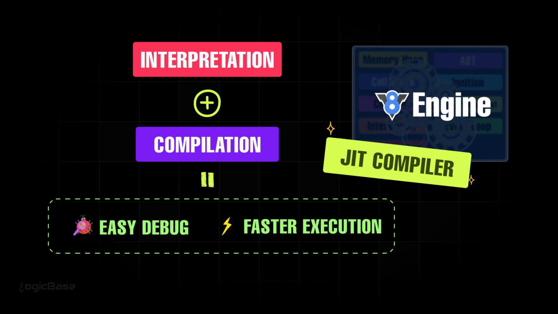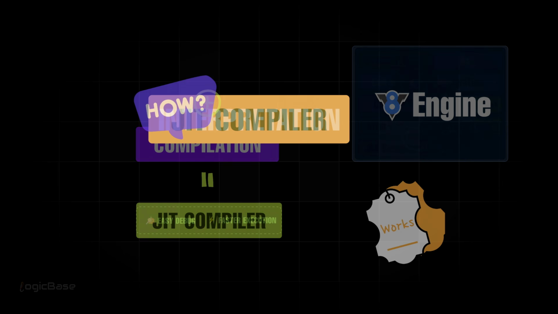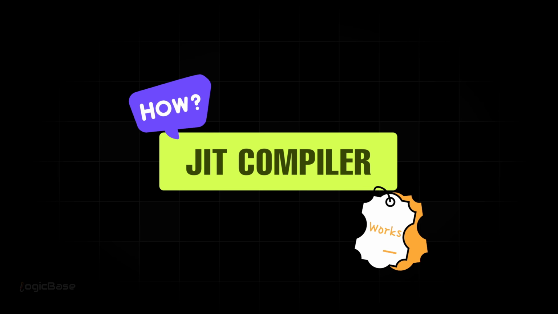This JIT compiler merges the easy debugging nature of interpretation with the high-speed execution of compilation, creating a highly optimized and balanced process. This approach might not be as fast as a fully compiled language, but it's definitely fast enough that users can't tell the difference in real-world performance. Now, let's see how the JIT compiler actually works.